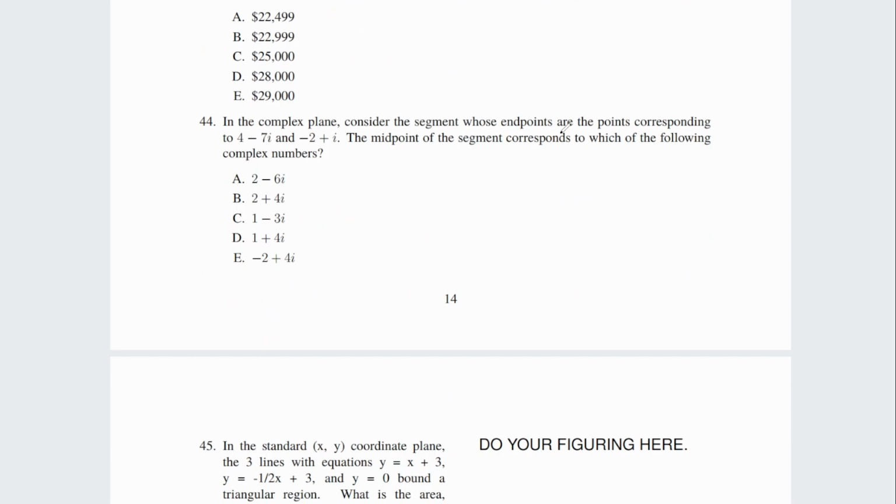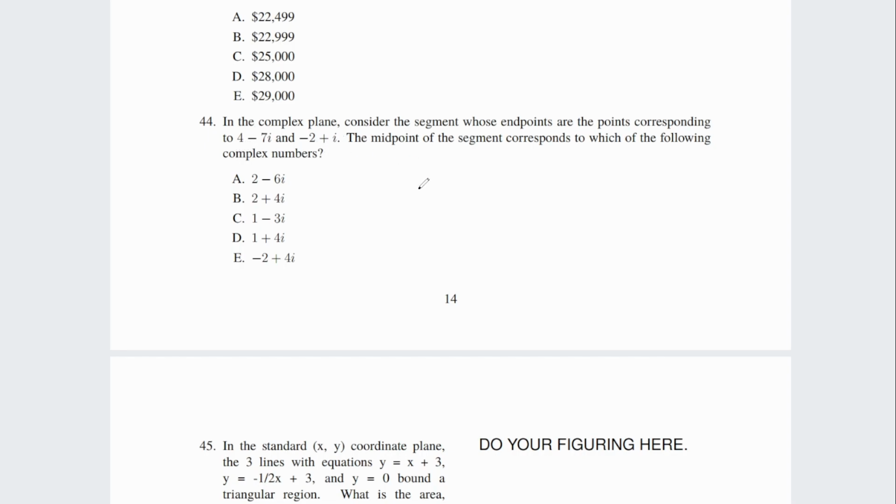So question 44. In the complex plane, consider the segment whose endpoints are the points corresponding to 4 minus 7i and minus 2 plus i. The midpoint of the segment corresponds to which of the following complex numbers? This is the same issue with vectors. You might not really have a sense of how to solve complex planes. This might be very difficult to visualize or impossible for many people. But what you need to realize is that you can just take an average. You don't really need to understand or think about what i means in this case. You just realize that it's just a different term. And you can take the averages of these.